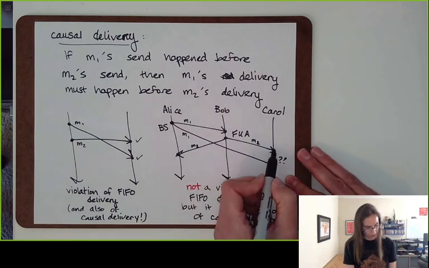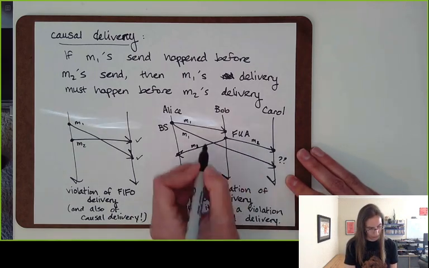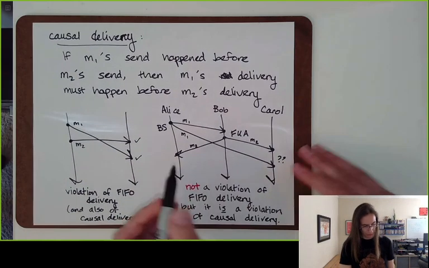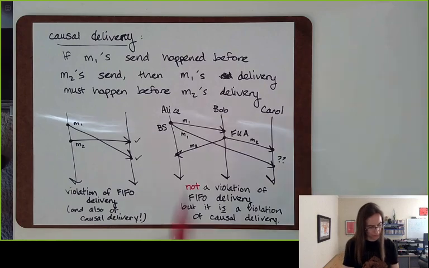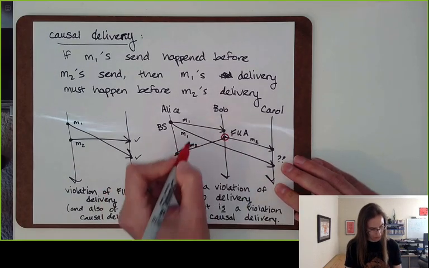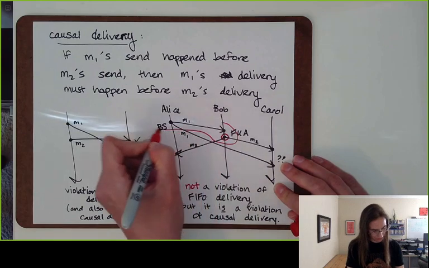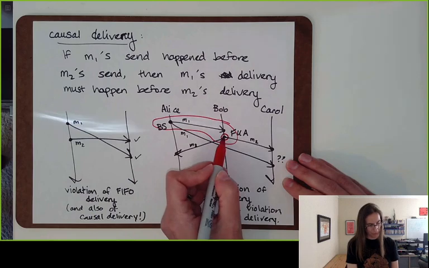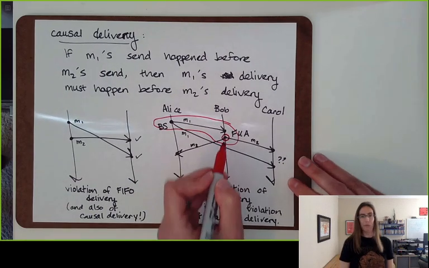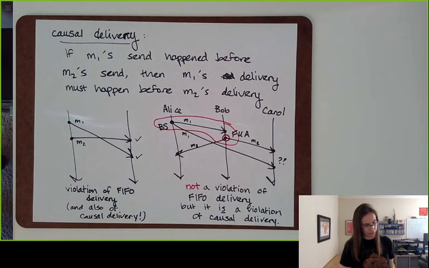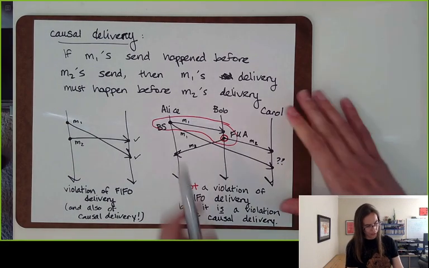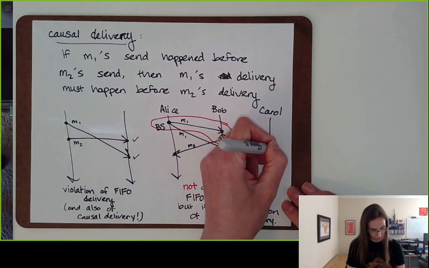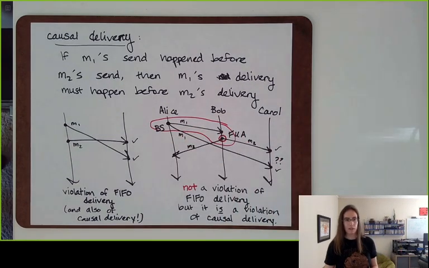So over here on Carol, M2 arrives first, followed by M1. But if you look at the causal history of M2's send back here, it contains the send of M1 back here. So M1's send happened before M2's send. So if we wanted causal delivery, it had better be the case that M1's delivery happens before M2's delivery. And so if these messages are getting delivered here in this order, causal delivery is being violated.